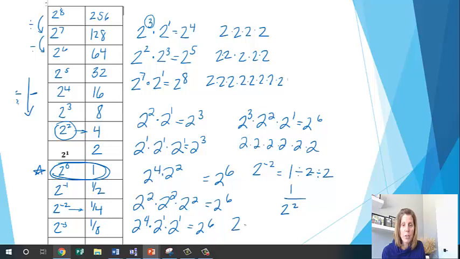All right, if I had 2 to the -3, we're going to start at 1, and then instead of multiplying by 3 2's, we are going to divide by 3 2's. So the way that would look, we're going to have 1, and we're going to divide by 3 2's. So 2 to the -3 is actually equal to 1 over 2 to the 3rd power.